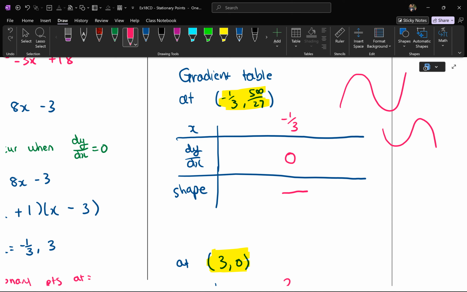So here we're going to actually prove it. Let's see if it's actually a maximum as we predict. To know if it's a maximum or not, we expect a positive gradient here and then a negative gradient on this side. So you're just going to pick two numbers. One number that's smaller than negative a third and one number that's greater than negative a third. Numbers I would pick: I pick 0, which is greater than negative a third, and maybe negative 1. Just pick easy numbers so you can sub in.